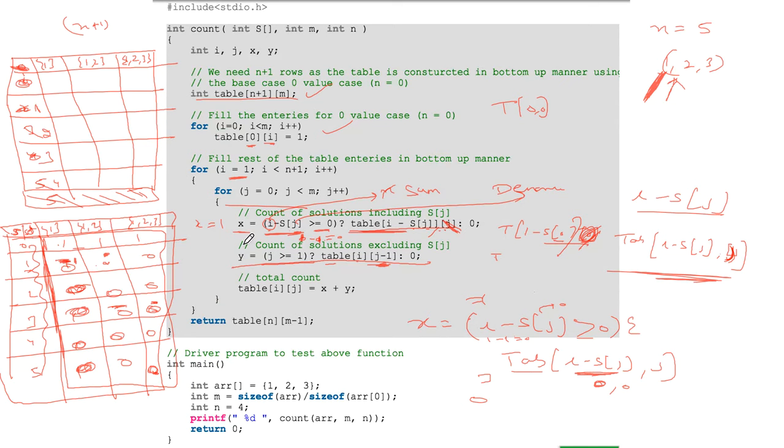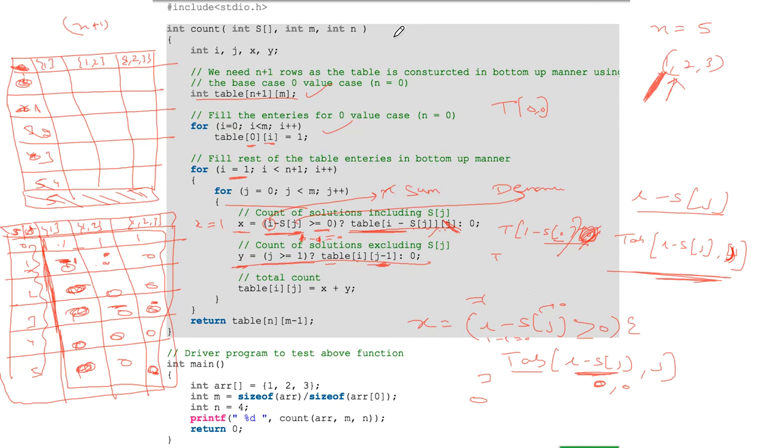Okay. Now, what exactly does this mean? What is the number of solutions for creating 1 if I include 1? Isn't it 1? Number of solutions of creating 1 by including 1. Now we have to find y, which states the number of ways of creating 1 without including 1.